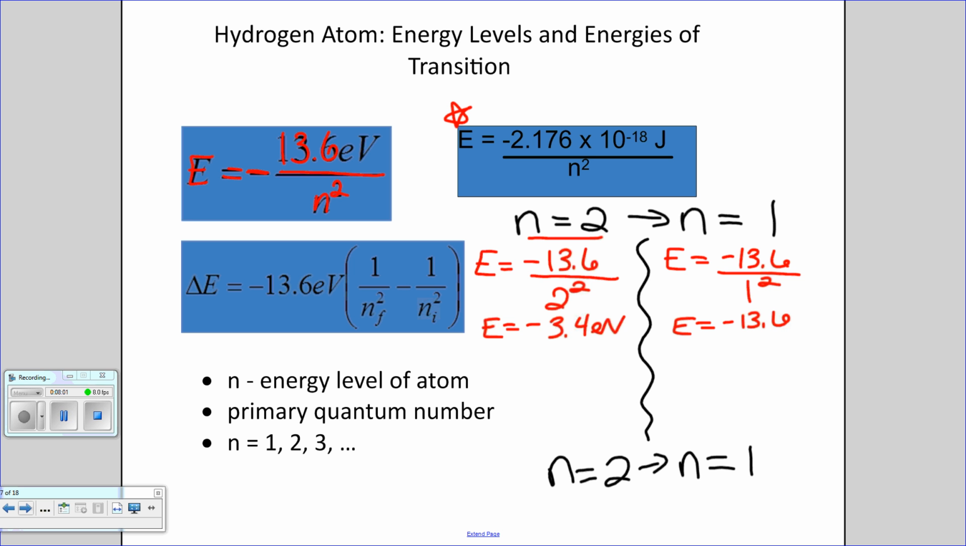Okay, so as you see, as you get farther up, your n's go up, your energy goes down, because it needs less energy because it's farther away from the nucleus, so it needs less energy to overcome that attraction. Now this third equation down here, and if you wanted to do it in joules, you just have to use this constant rather than 13.6, is what happens when you change energy levels.